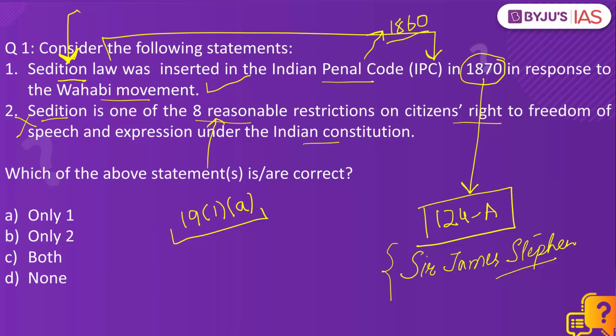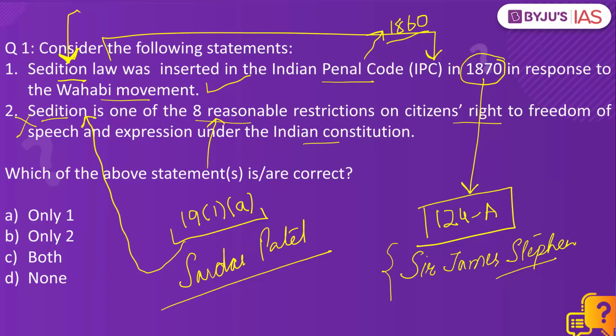In fact, when the Constituent Assembly was set up to draft the Constitution of India, there was a committee established on fundamental rights. This committee was headed by Sardar Patel. This committee did incorporate sedition as one of the reasonable restrictions on freedom of speech and expression. But after protest, after much debate in the Constituent Assembly, sedition was dropped as one of the reasonable restrictions. So which of the above statements is or are correct? A. Only 1 is correct.